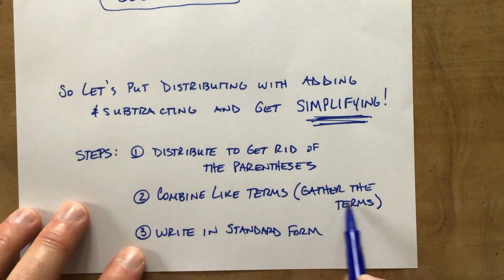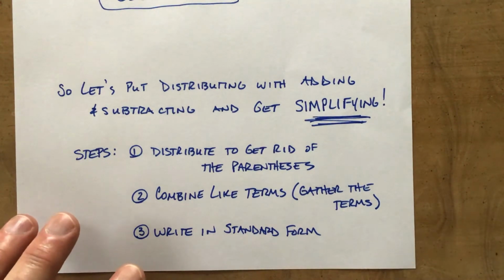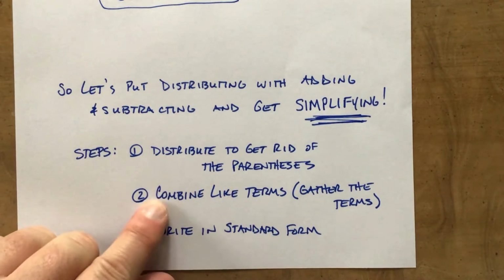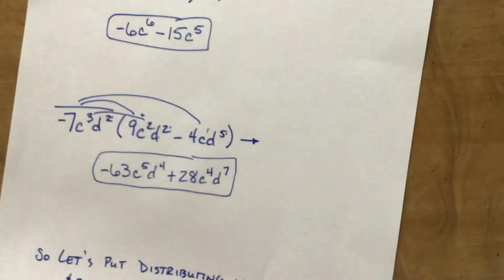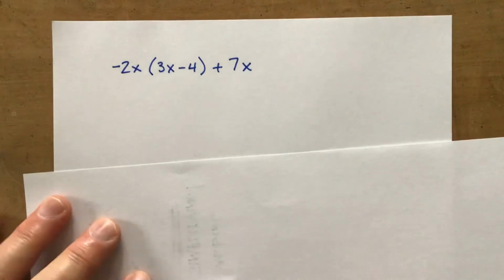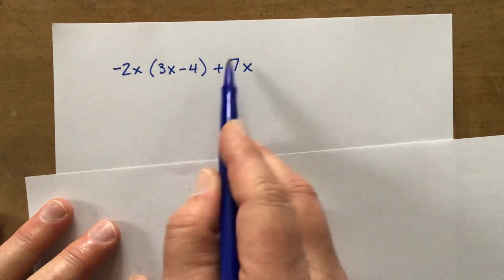Then we're going to gather like terms or combine like terms. And then we always have to write it in standard form. All right? So we're going to distribute, combine, and then write in standard form. So what that looks like is something that looks like this. There we go. All right. So we have the monomial times a binomial plus this monomial, okay?